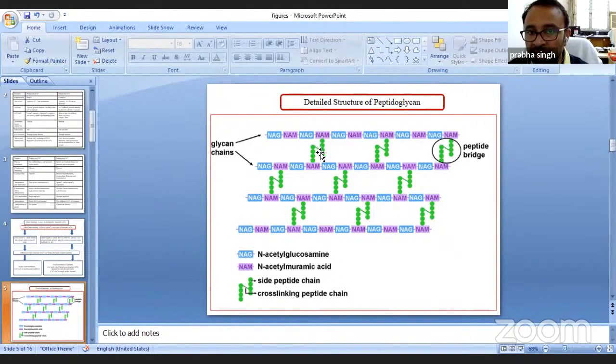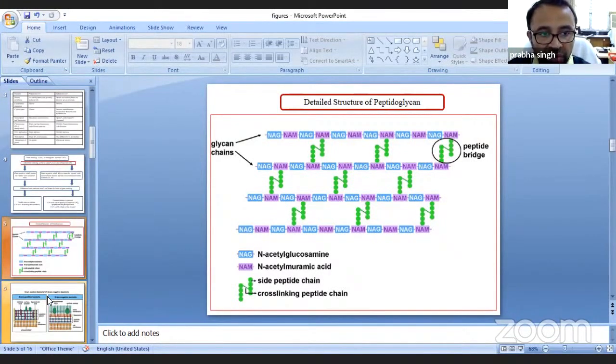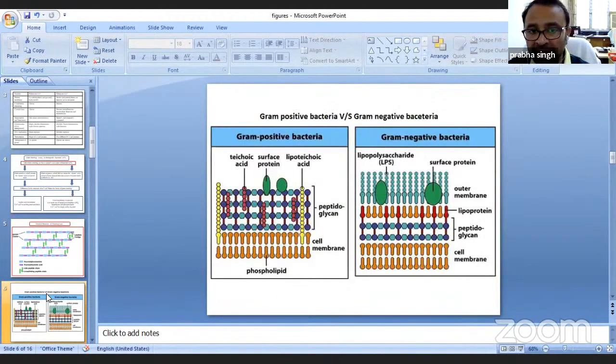This peptide bridge is between the two NAM, N-acetylmuramic acid. And this N-acetylmuramic acid also contains a tetrapeptide chain. So the tetrapeptide chains of N-acetylmuramic acid are joined through a peptide bridge. Likewise, the peptidoglycan constitution is there. Now we will see the difference between the Gram-positive and Gram-negative bacteria.